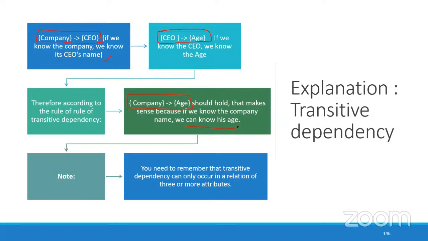If there is a transitive dependency, or if you are going to convert from second normal form into third normal form, that means the table must have three or more attributes. Okay, three or more attributes. So this is a very important point, all of you remember.